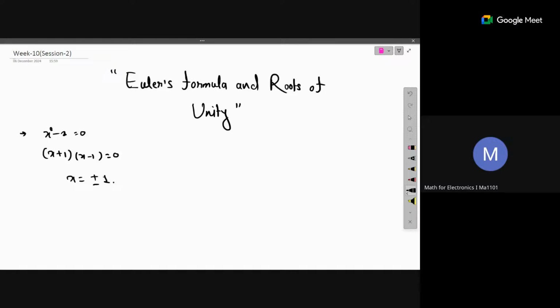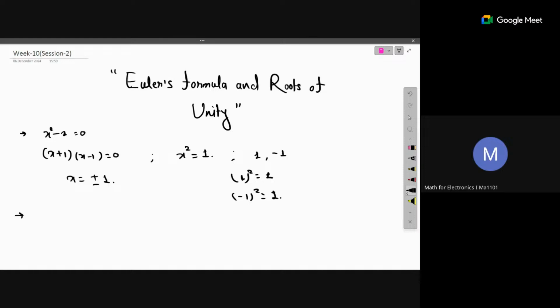So what we can say, the square root of 1, this is all x whose square is equal to 1. So you can say that the square roots of 1 are nothing but 1 and minus 1, because if we square these two terms, then we will get 1. 1 square is equal to 1 and minus 1 square is also equal to 1.